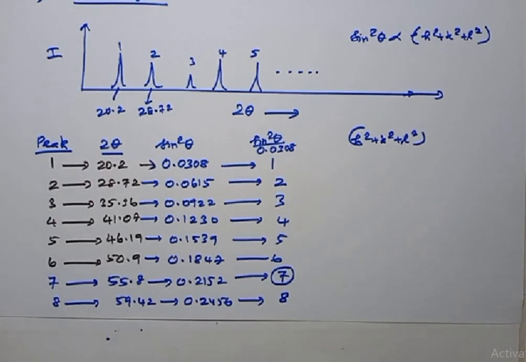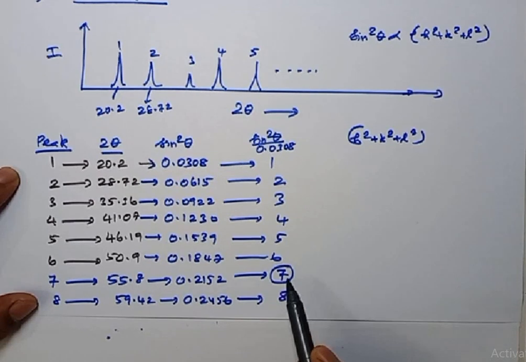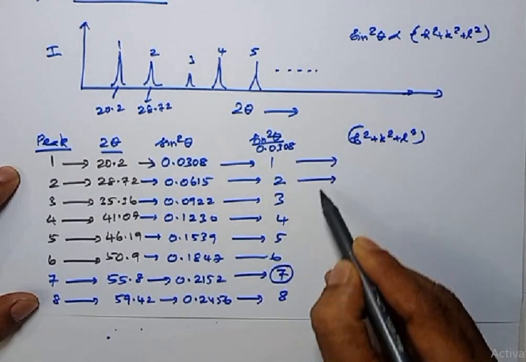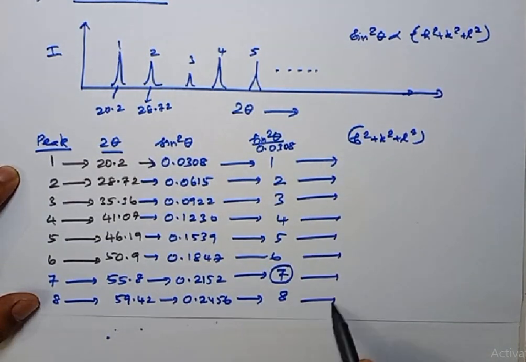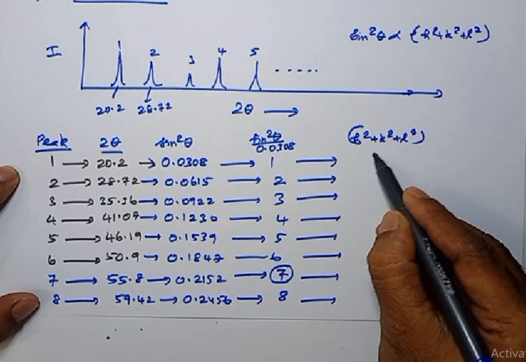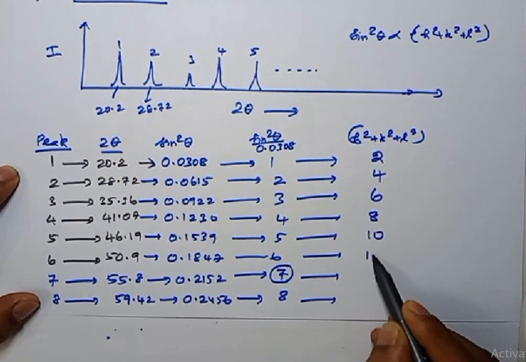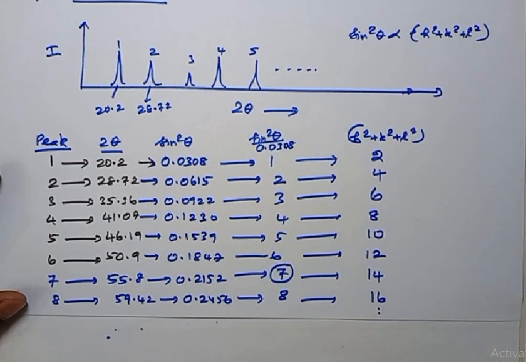I'm going to get 7, h square plus k square plus l square cannot be equal to 7. Therefore, to remove this, I'm going to multiply everything by 2. So what do we get? Here I'll get 2, 4, 6, 8, 10, 12. This becomes 14, 16, etc.